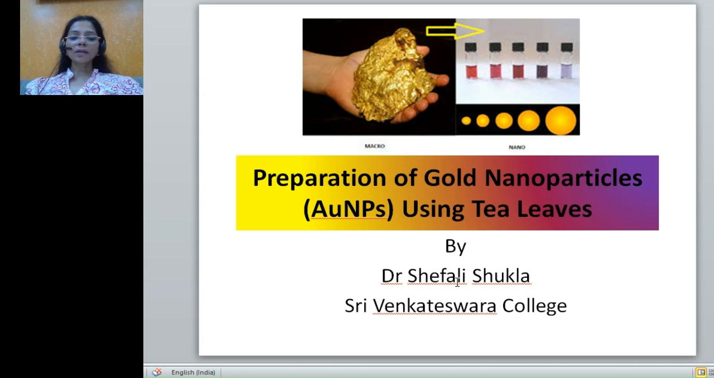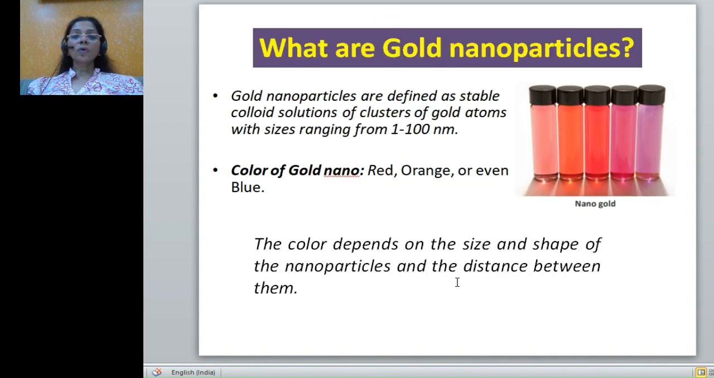So, in this practical class, we'll be learning about the preparation of gold nanoparticles using the tea leaves. Before we actually start with the preparation, let us understand what gold nanoparticles are. These gold nanoparticles are defined as stable colloidal solutions. So gold atoms are clustered together to form the colloidal solutions, whereas these clusters are in the range of 1 to 100 nanometers.